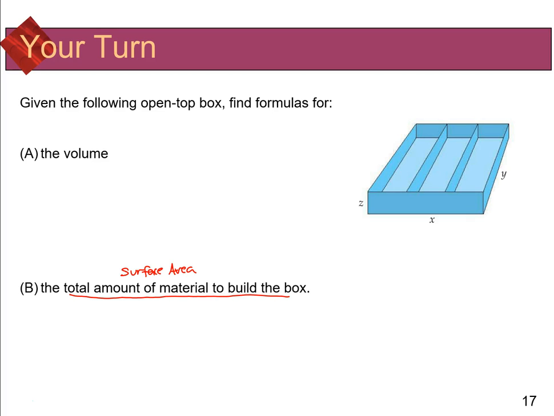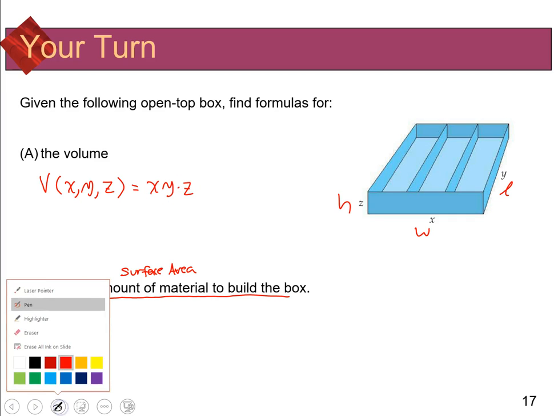Well, volume is kind of easy because it's length, width, and height. And I can see here's my width, here's my length, here's my height. So my volume with respect to these three variables, because all they're really doing is taking the place of length, width, and height, is just going to be x times y times z. I can put the multiplication symbols in. I don't necessarily have to.